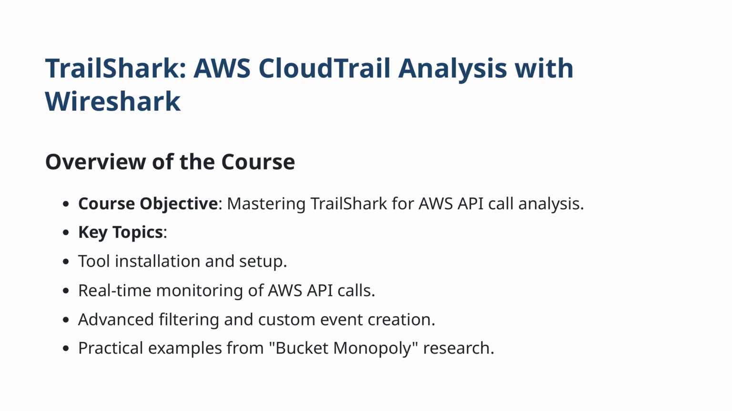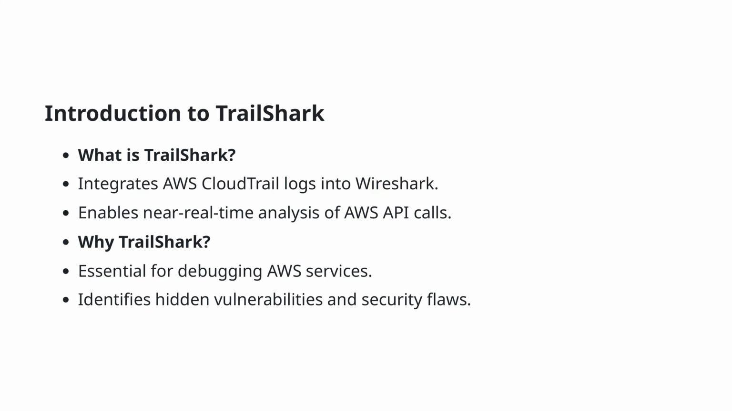potential security vulnerabilities. TrailShark is a tool designed to integrate AWS CloudTrail logs into Wireshark. This integration facilitates near real-time analysis of AWS API calls. So what exactly makes TrailShark an important tool for AWS environments? First, it is highly valuable for debugging AWS services. By using TrailShark, you can identify hidden vulnerabilities and security flaws. With security being a top priority, the ability to uncover these issues in real time is a significant benefit. The integration with Wireshark allows you to monitor and analyze the traffic efficiently, providing deeper insights into your AWS environment.